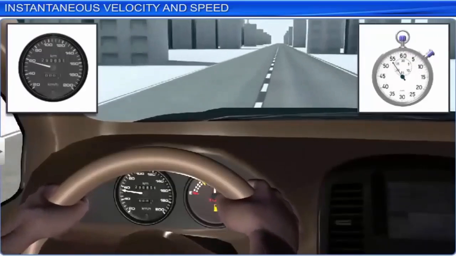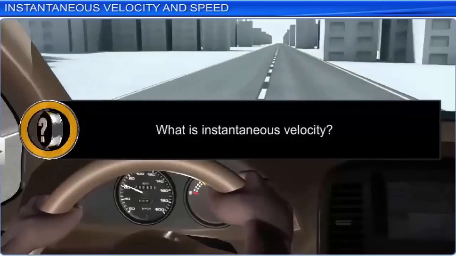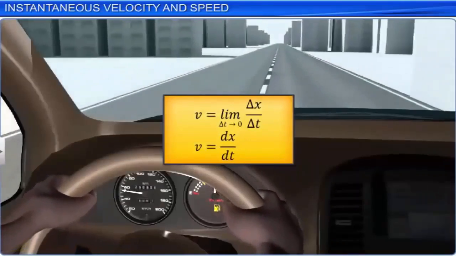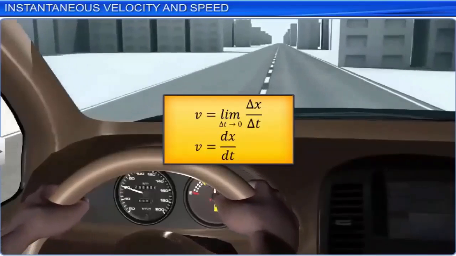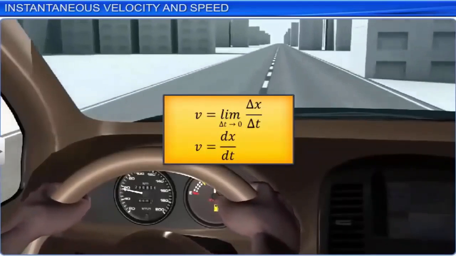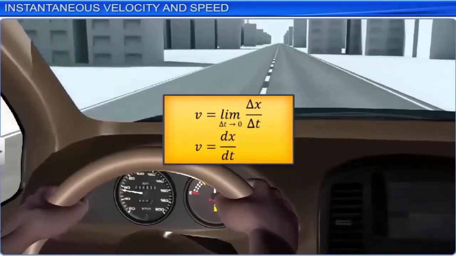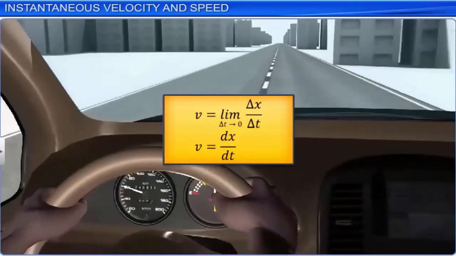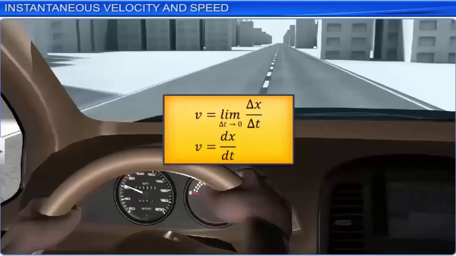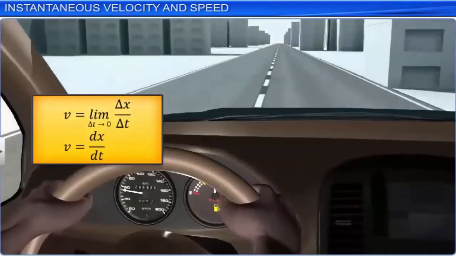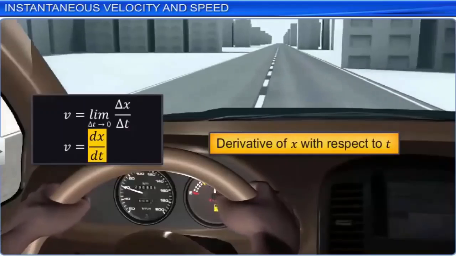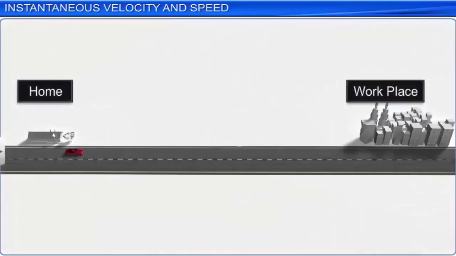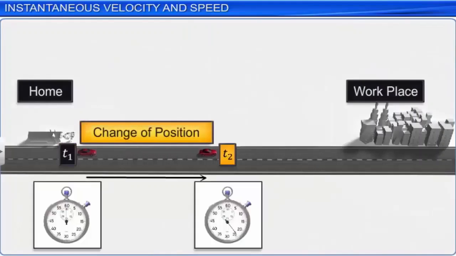What is instantaneous velocity? The velocity at an instant, or instantaneous velocity, is defined as the limit of the average velocity as the time interval, delta t, becomes infinitesimally small. In differential calculus, the right-hand side of this equation is called the derivative of x with respect to t. It represents the rate of change of position with respect to time at that instant of time.